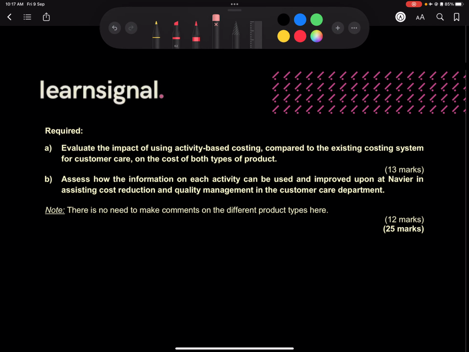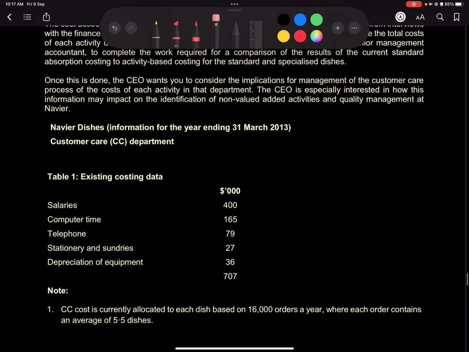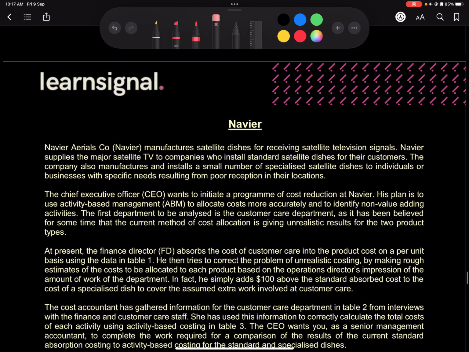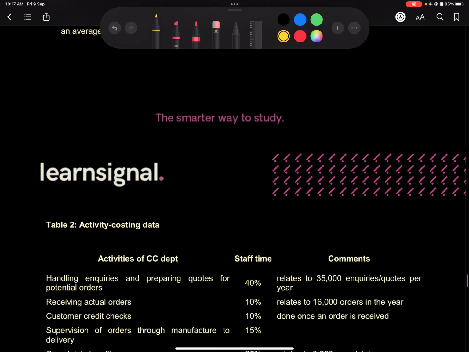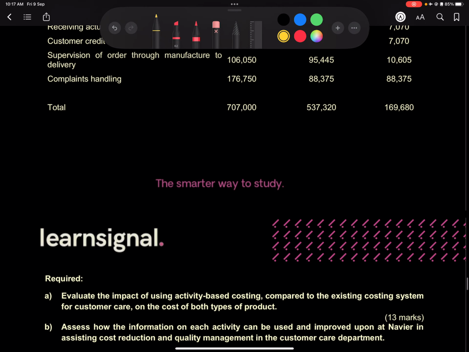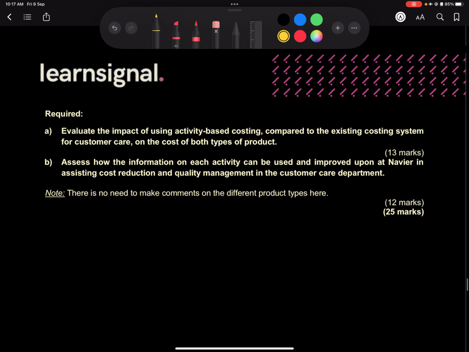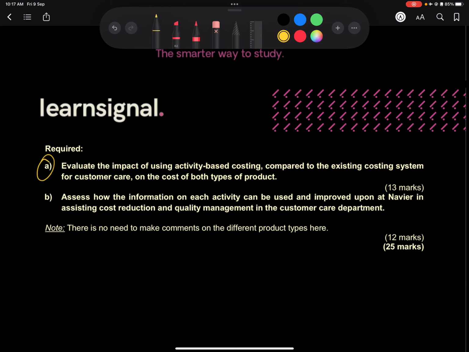Hello. Let's look at this particular question called Navier. I'm not sure which exam kit has this, but it's within this learn signals material. That's what I'm using currently, so it should be somewhere. And in this September attempt, a very similar question has arrived, and we need to evaluate ABC.